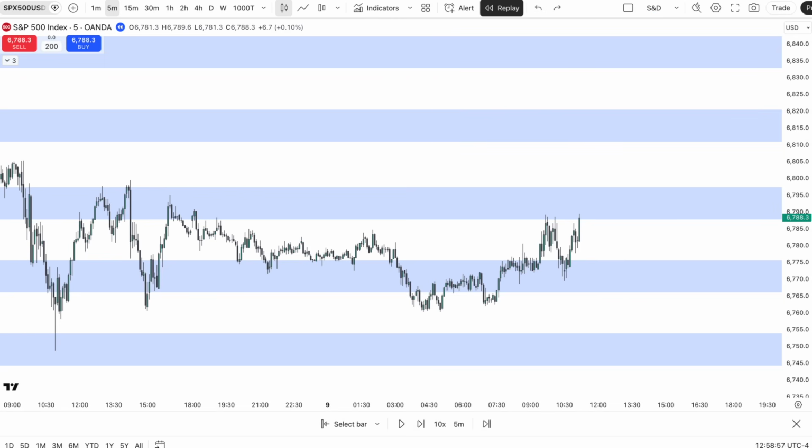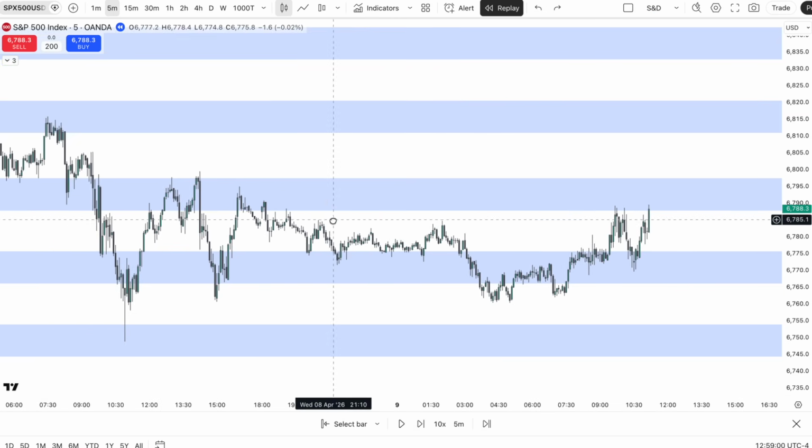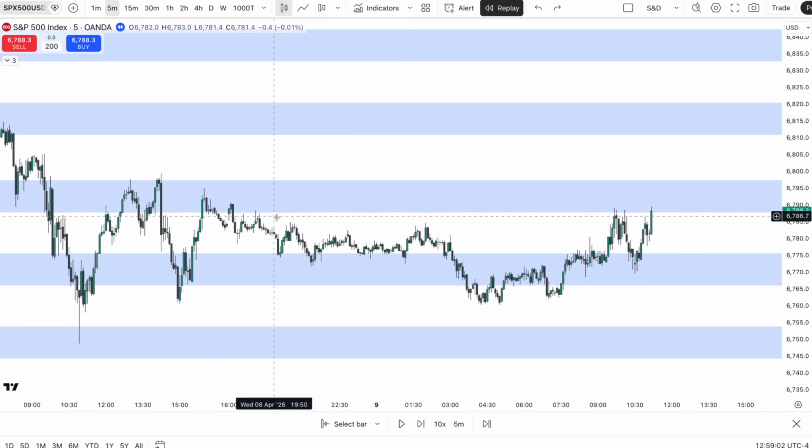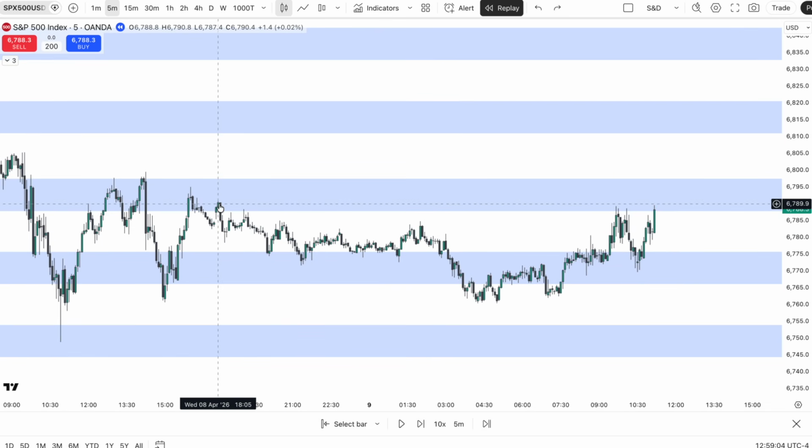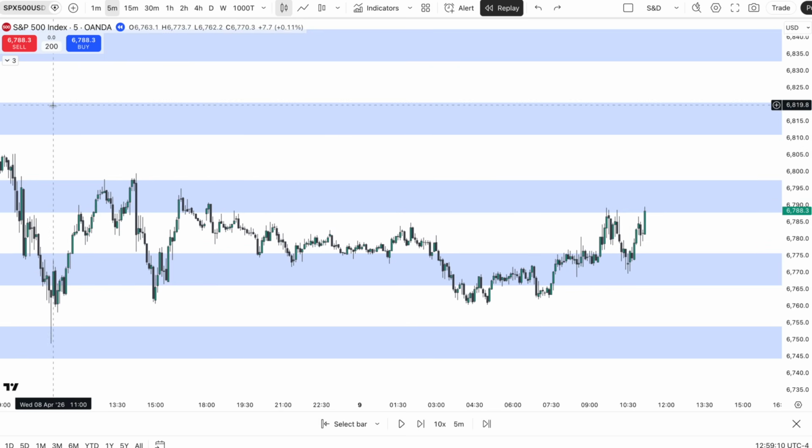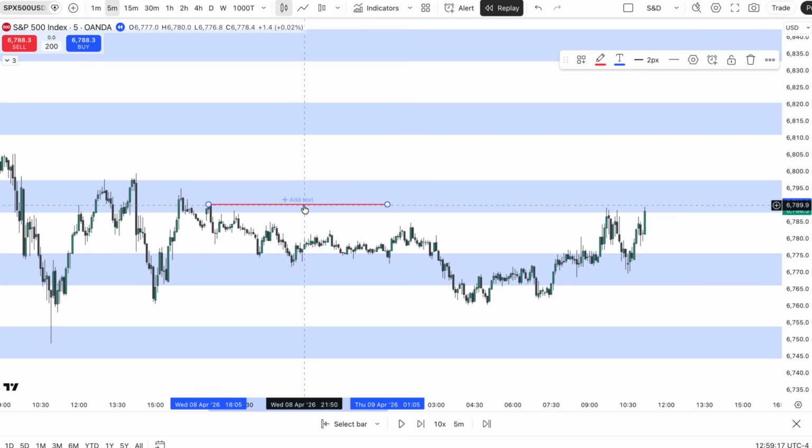So the question is, which resistance level do we use? Well, remember, we want a level that's over halfway into the zone, and we also want the one that's closest to the current price. And if we look at this one, it's the closest to the current price, and it's in a supply and demand zone, but it's not more than halfway into the zone. So this one wouldn't qualify.